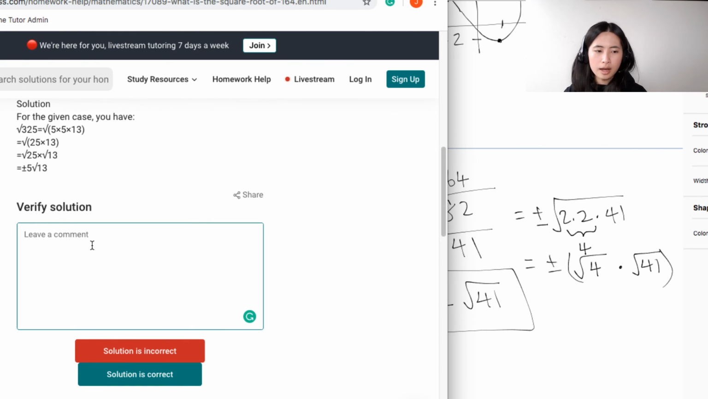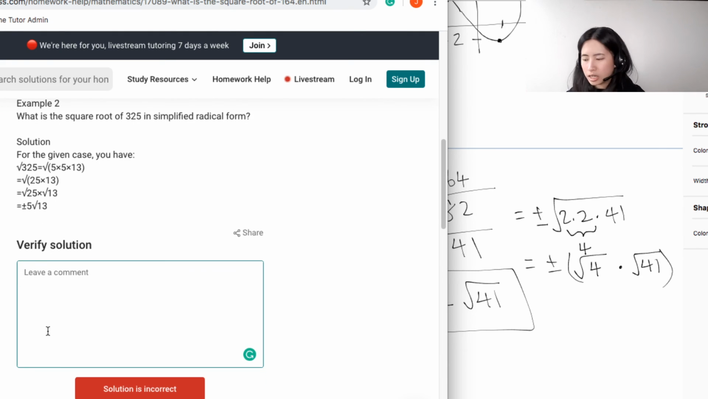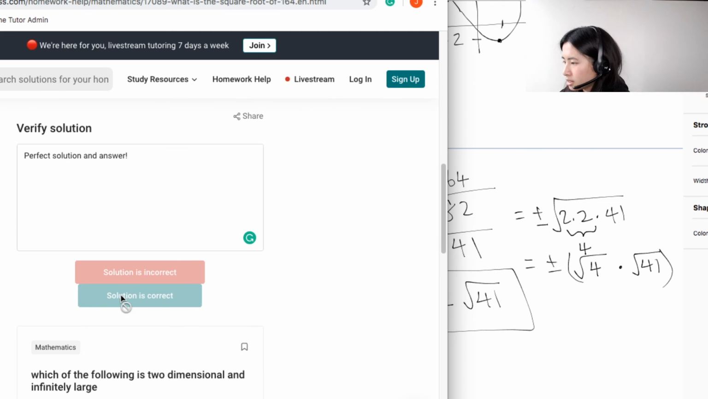Okay, so this, they're saying 2 square root of 41. Yeah, so perfect solution and answer. I have nothing to correct. Solution is correct.